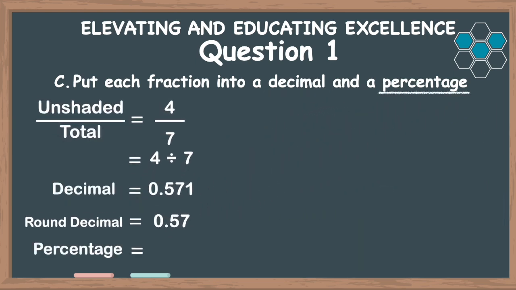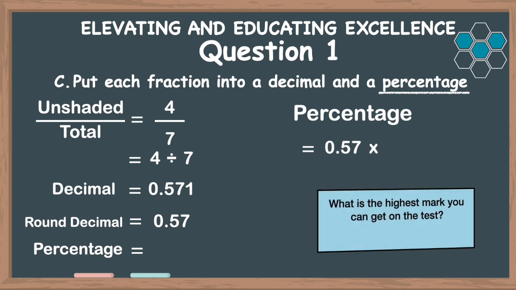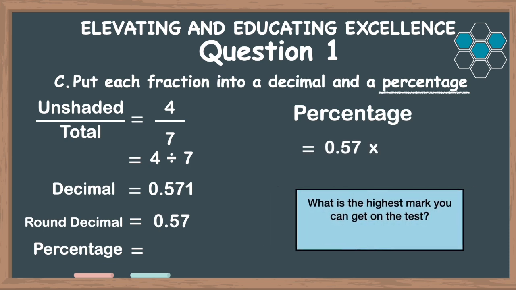Now let's find the percent. So when working with the percent, we're going to use the rounded decimal 0.57. Then we're going to multiply it by the answer in this question. What is the highest mark you could get on the test? 100%. So we're going to do 0.57 times 100.